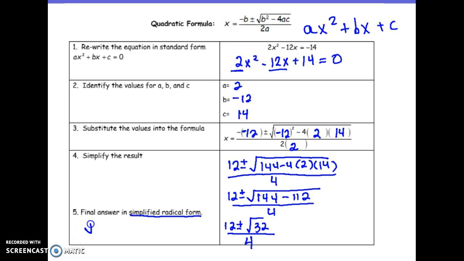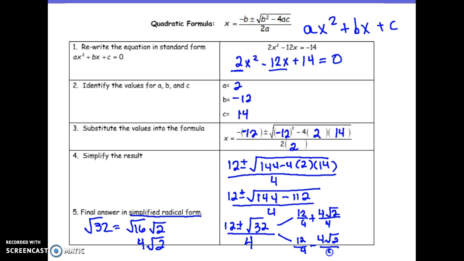So how we do that, radical 32 can be represented by radical 16 times radical 2. The largest perfect square factor is 16, and then 2. So 16 times 2 is 32. The square root of 16 is 4. So the simplest radical form for radical 32 is 4 radical 2. So that means when I branch off, I'm actually going to branch off as 12 divided by 4 plus 4 radical 2 divided by 4, and 12 divided by 4 minus 4 radical 2 divided by 4.